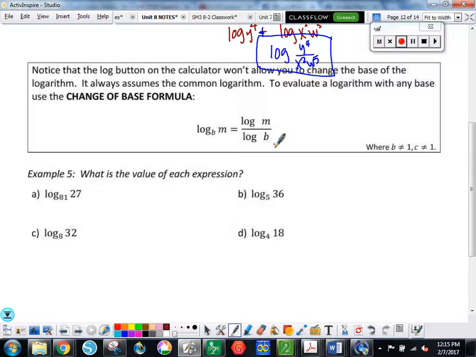So for part A over here, if I wanted to plug this into my calculator, I would say log of 27 divided by the log of 81. Plug that into your calculator and you get. This one is 9 and 10 on the homework. What did you get?